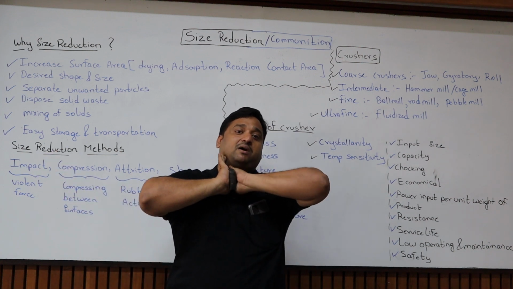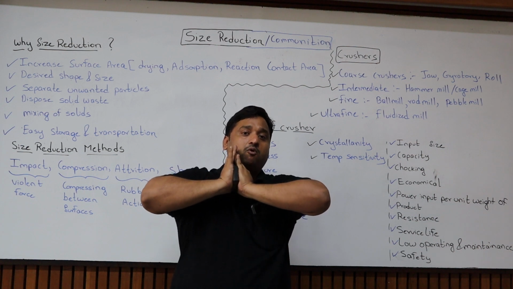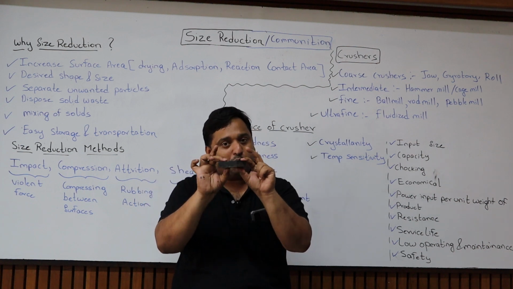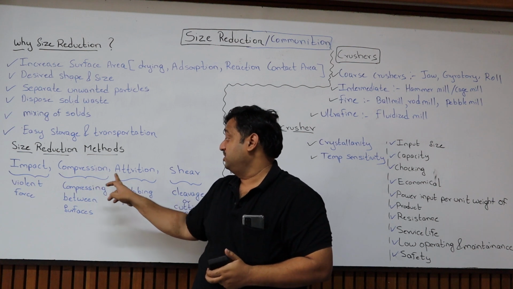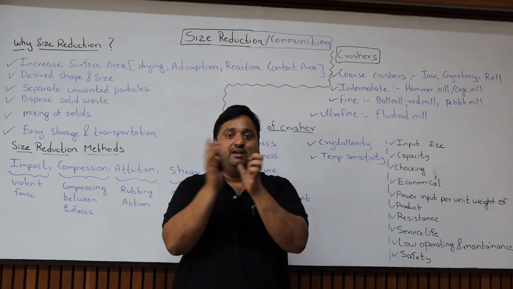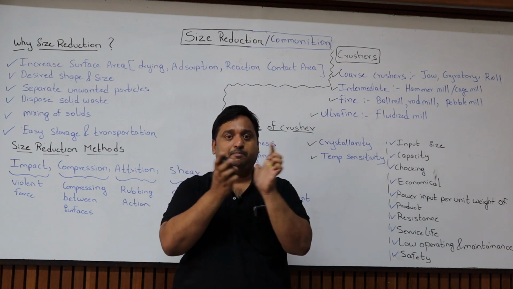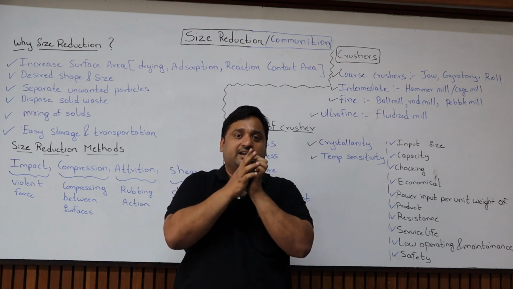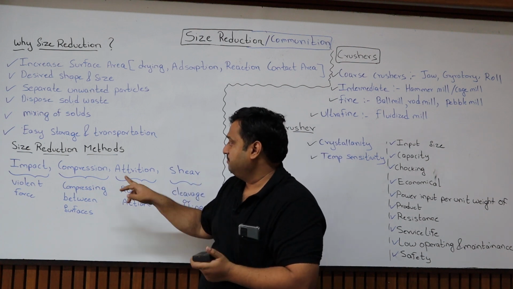What is compression? If I compress this particle between two surfaces with a heavy force, it is going to get crushed or broken into smaller particles. That is called compression. Attrition means rubbing, something like repeated impacts. If a particle is repeatedly hitting the surfaces with a rubbing, scrubbing action, then it comes under attrition.